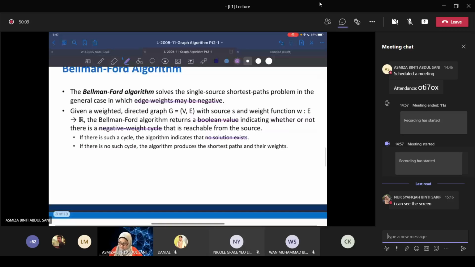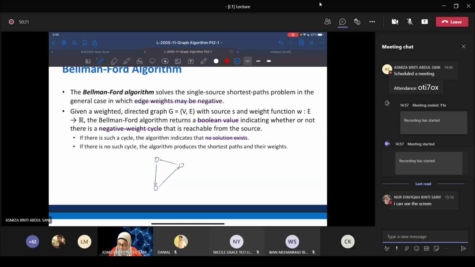Let's say for example, you have this graph. Maybe I will just draw it like this. Let's say I put 3, this one 4, and then I put this edge negative 10. So you can see the total cost: 4 plus 3 is 7, minus 10, you're going to get minus 3, right? So this is actually a negative cycle.